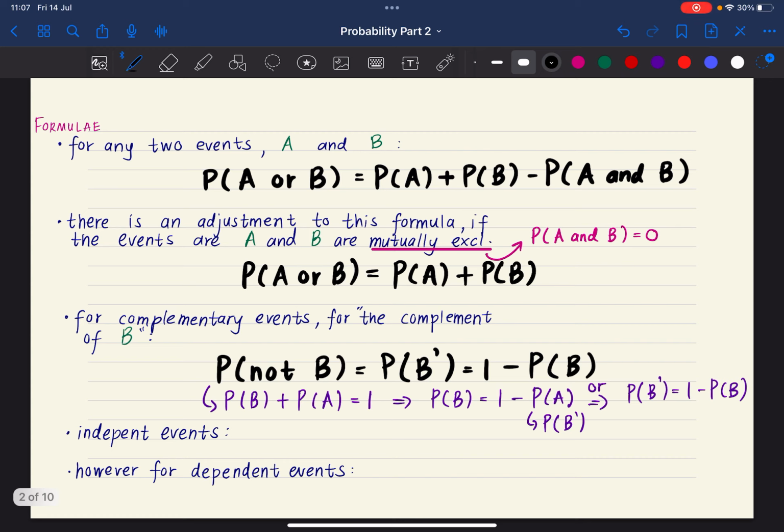For independent events, I'm going to show you a formula that not only calculates it, but it's also used to determine if something is independent or something is dependent.